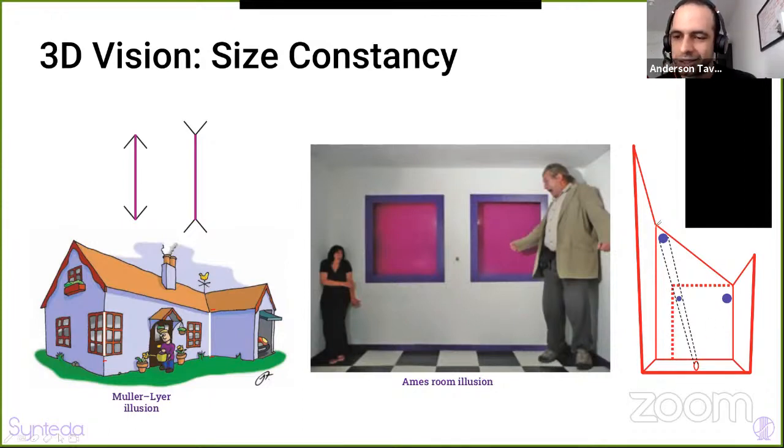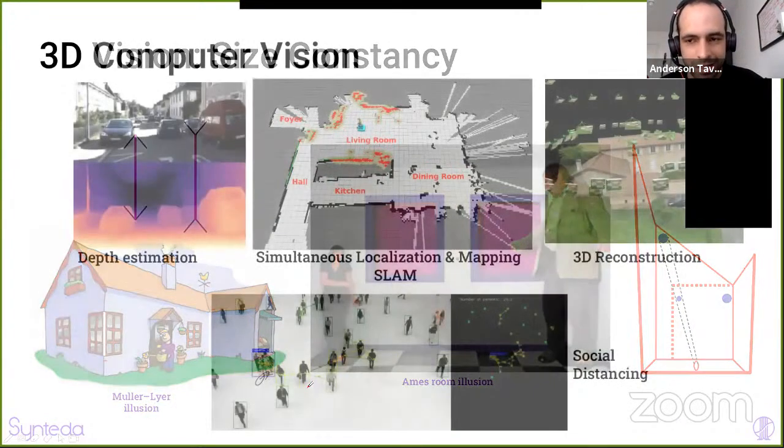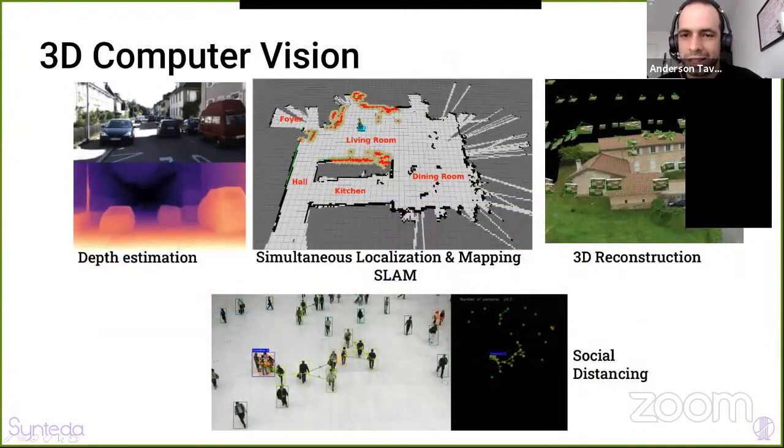The room is constructed in such a way that the second person can be really far, so it seems that they're really small compared to the person who is close. But the walls are created in order to cancel the sensation or perception of the perspective. And yeah, so there are many applications for this.